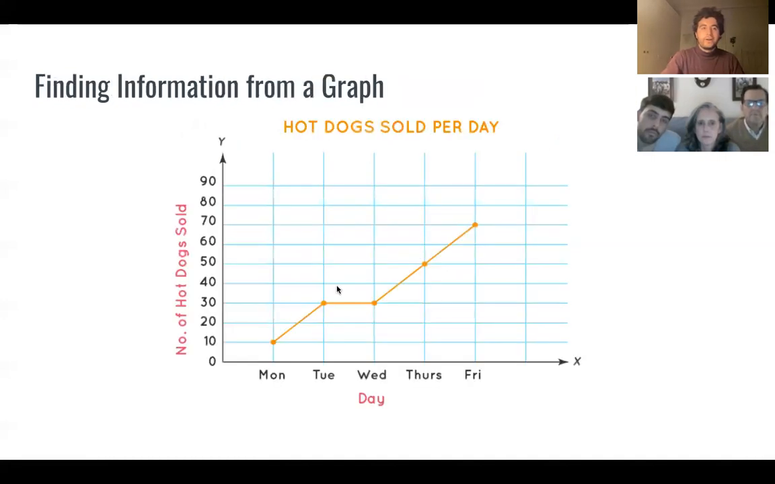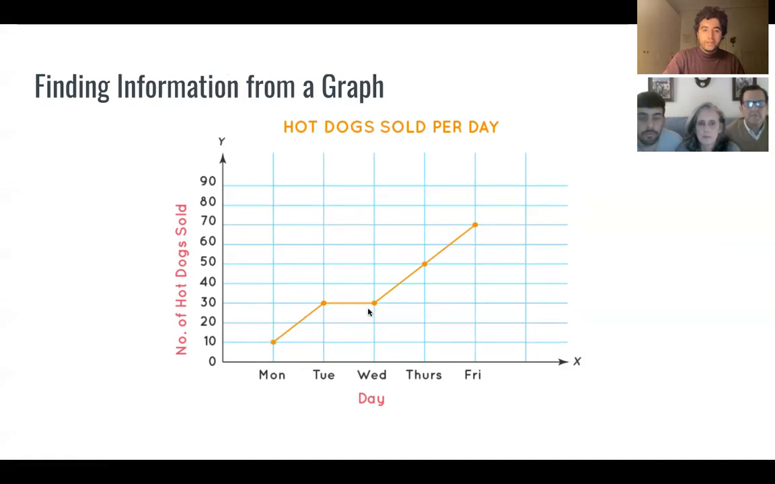Finally, I'm going to show how to find information from a graph. So these graphs have x-axes and y-axes. An axis is a line. The x-axis is a line that moves from left to right, and a y-axis is a line that moves down to up. These lines will give you information that you can learn just from looking at a graph.